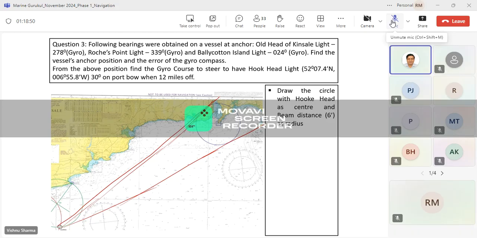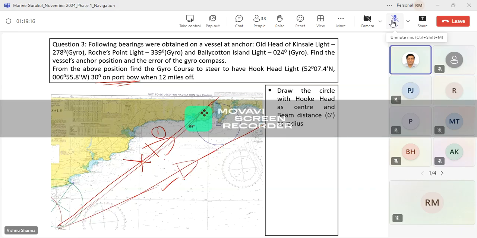Now, if my ship is going like this, or my ship is going like this, in the first case, is the Hook Head going to be on starboard bow or port bow, guys? Starboard. And the question says 30 degrees on port bow. So that means I'll not draw this tangent. This is the tangent I need to draw. Is that clear, beta? Am I clear?